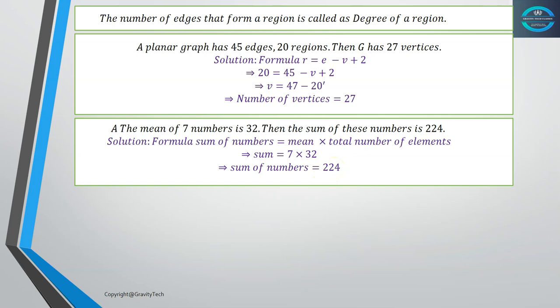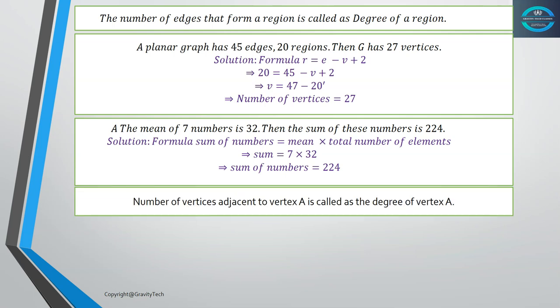Now sometimes it might not match the exact answers, right? But you need to basically figure out that might be a printing mistake. Number of vertices adjacent to a vertex A is called as a degree of vertex A. Remember, number of vertices adjacent to that vertex particularly is called as a degree of vertex A.